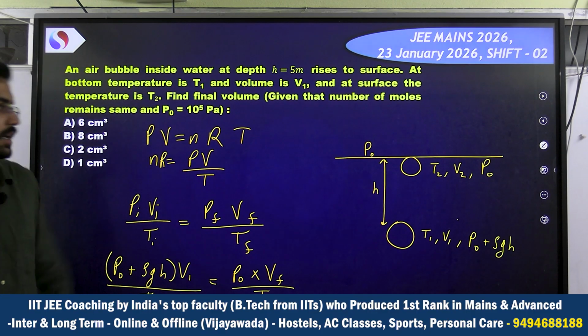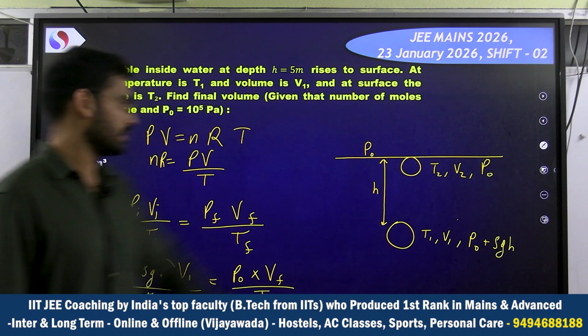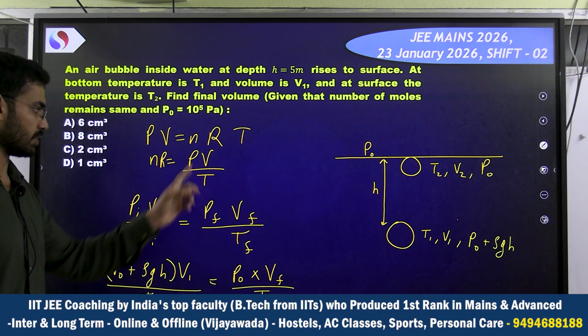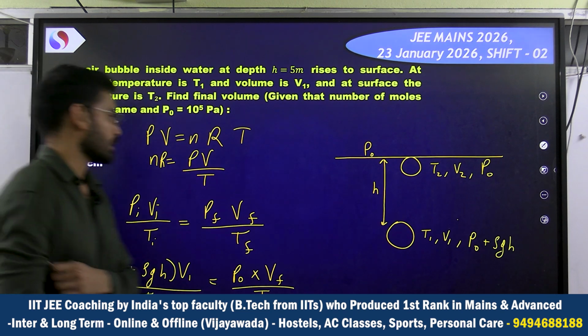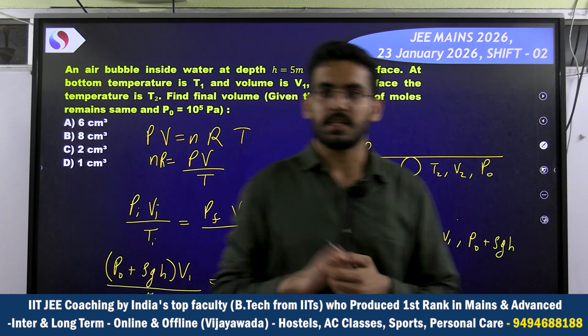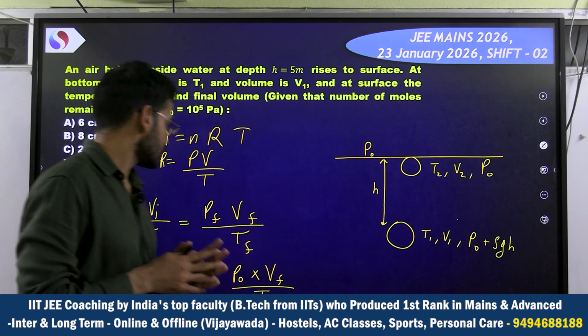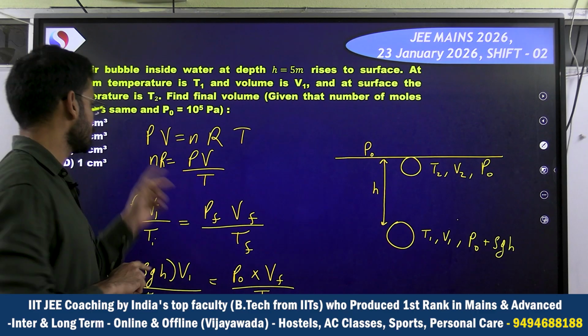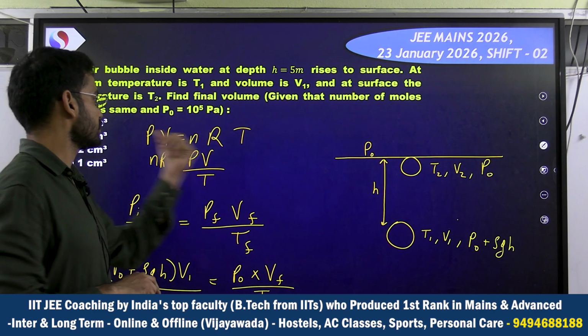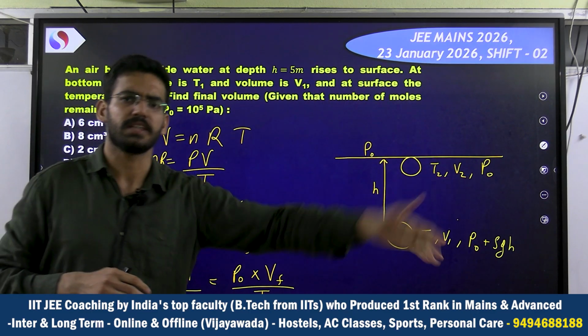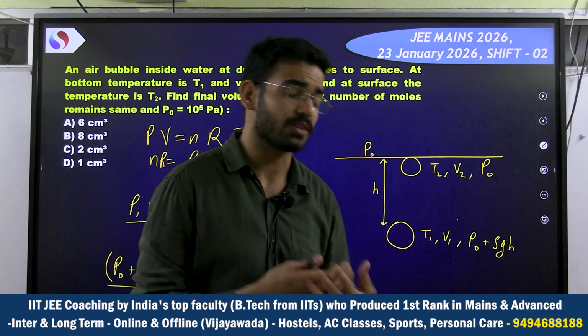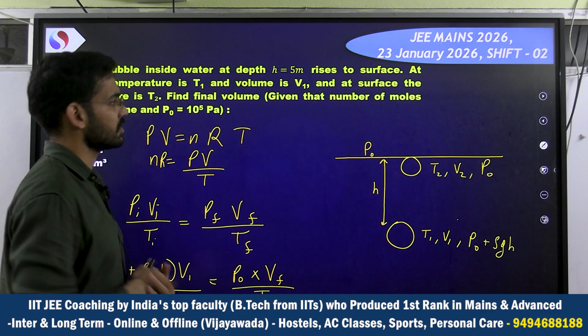Between this point and this point you will apply the conservation of number of moles. So nR is constant. Generally this question comes where we say temperature is constant, so number of moles and temperature both are constant. PV equals nRT, everything constant, so P into V equals P into V. That's what the majority of questions are like, but this is also not that hard.